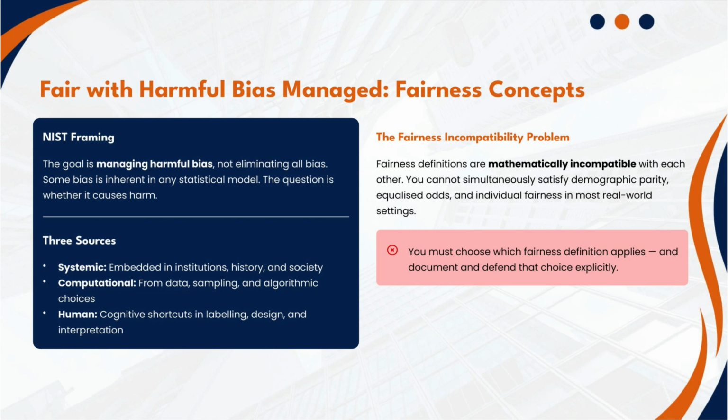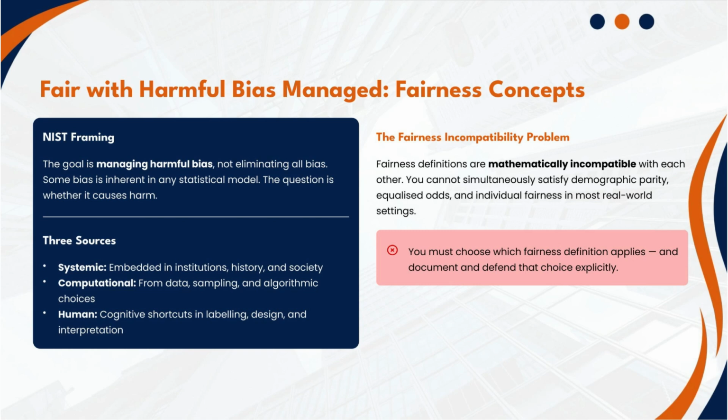Notice too the exact wording NIST uses. Fair with harmful bias managed. Two careful choices there. Managed, not eliminated. Because bias cannot be fully eliminated, only understood and controlled. And harmful bias, because not every statistical difference is a harm. A model that predicts pregnancy risk differently by sex isn't unfair.